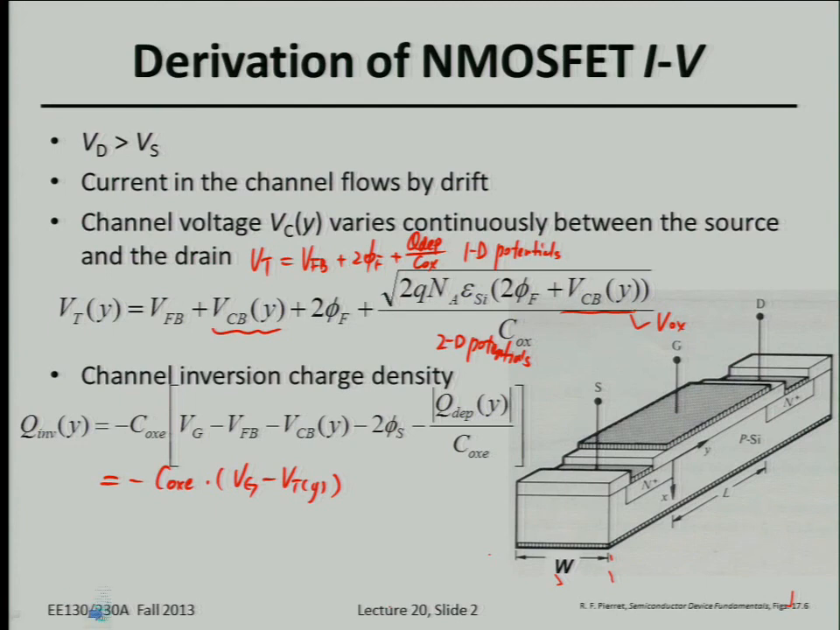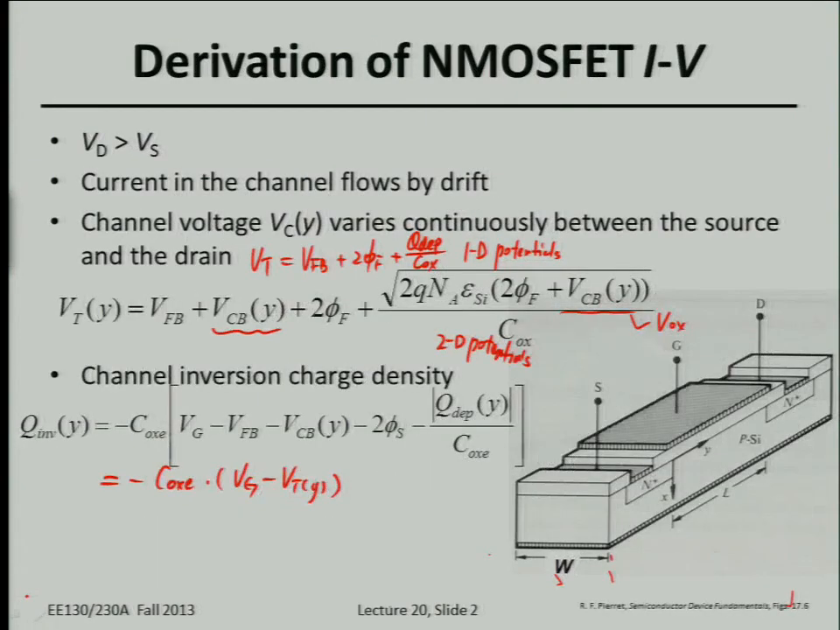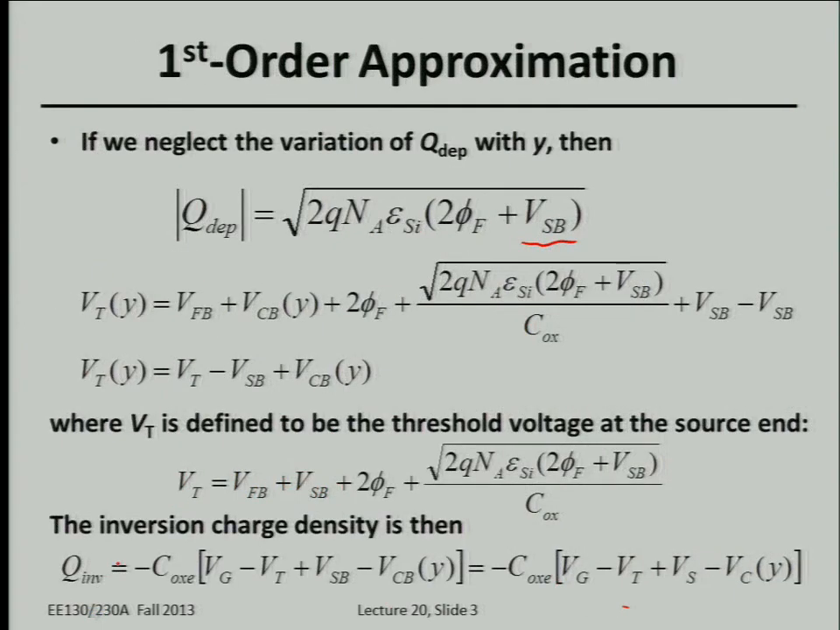And for simplicity here, we just want to simplify our derivation. As a first order approximation, we just take the potential to be equal to VSB, the voltage difference closer to the source side, at the source end. That would give a maximum number of inversion charge, corresponding to the least number of depletion charge here, right?